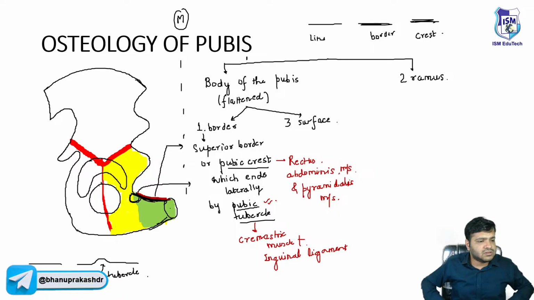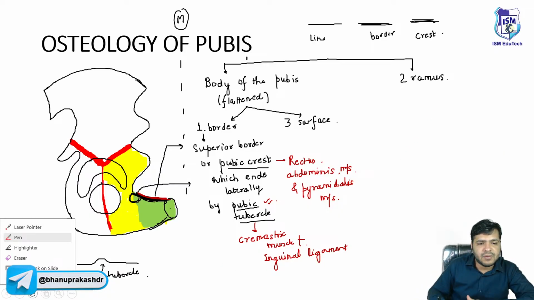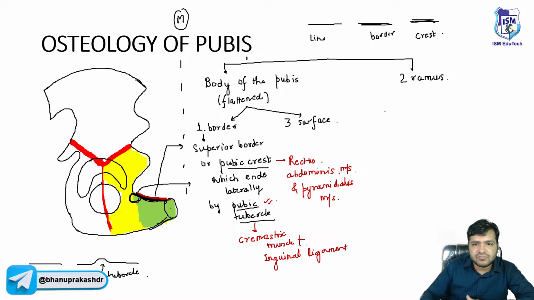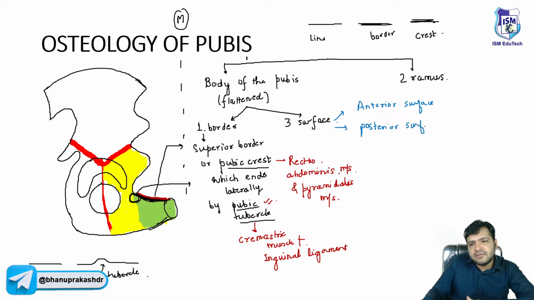Now, beta, coming on to the three surfaces. The body has three surfaces, and those three surfaces you just have to remember. We have the anterior surface, and the posterior surface, which is also called the pelvic surface.